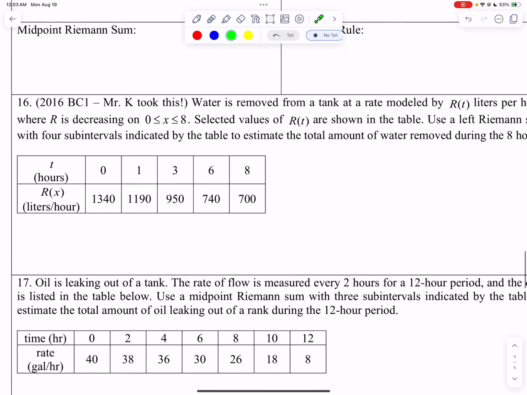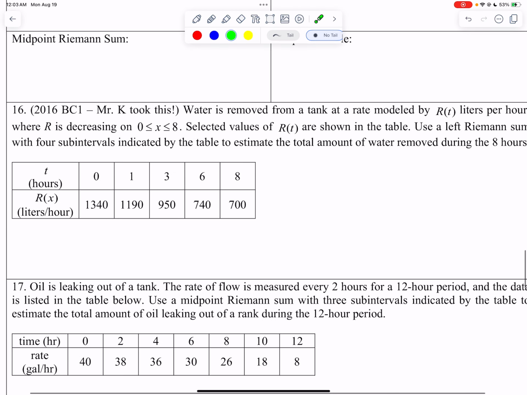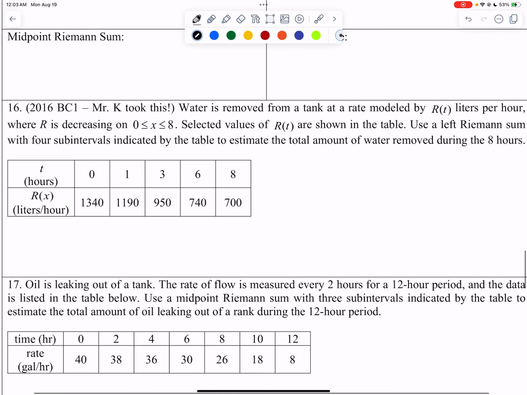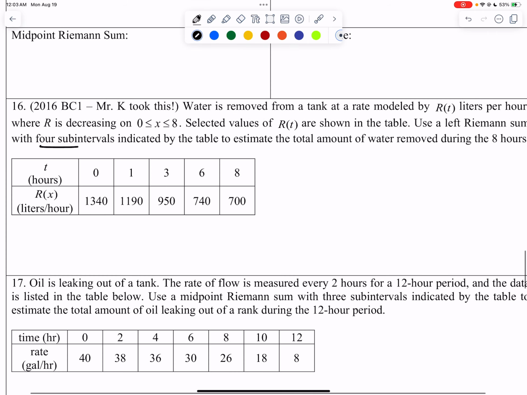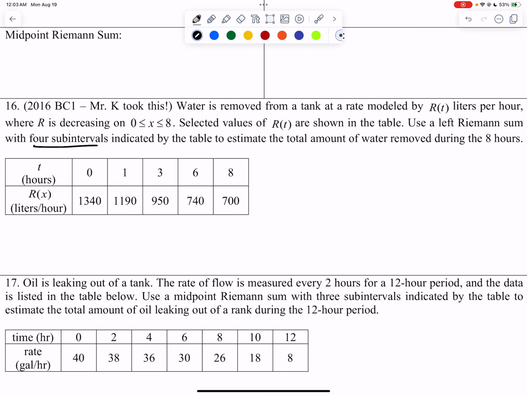So something like number 16 here, where I want a left Riemann sum of 4 subintervals to estimate the total amount of water removed during the 8 hours. So notice how here my distance from 0 to 1 is 1. My distance from 1 to 3 is 2. 3 to 6 is 3. And then from 6 to 8 is 2.